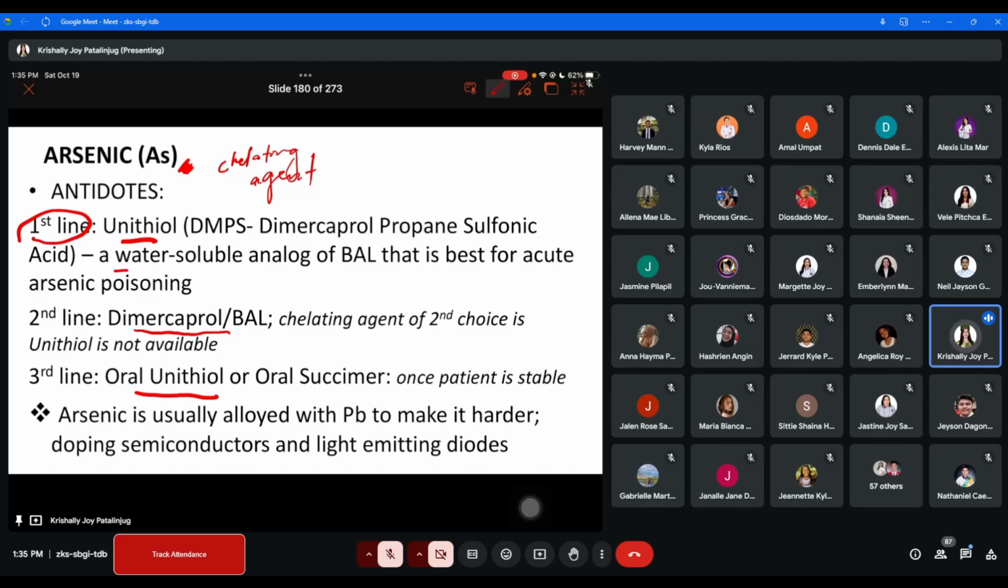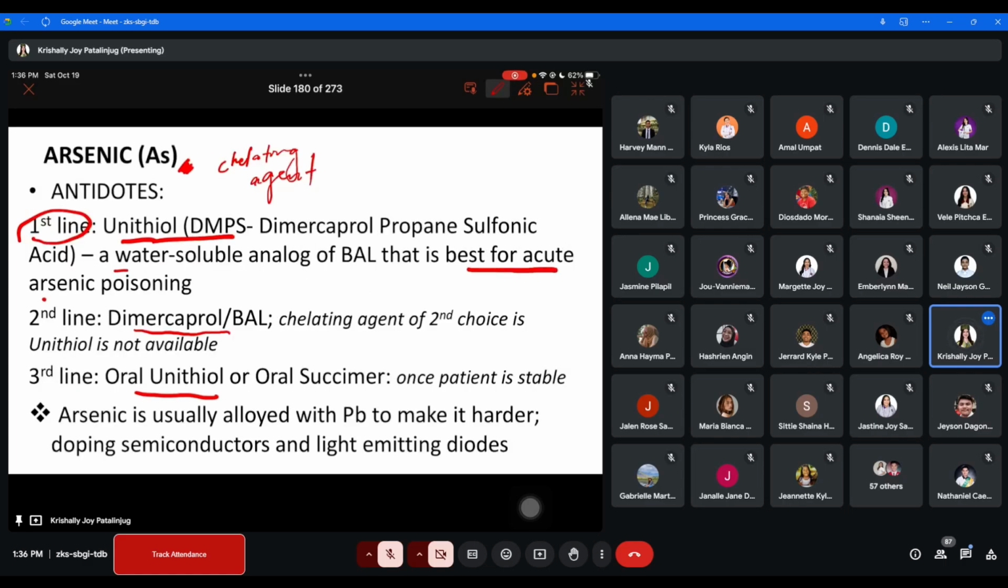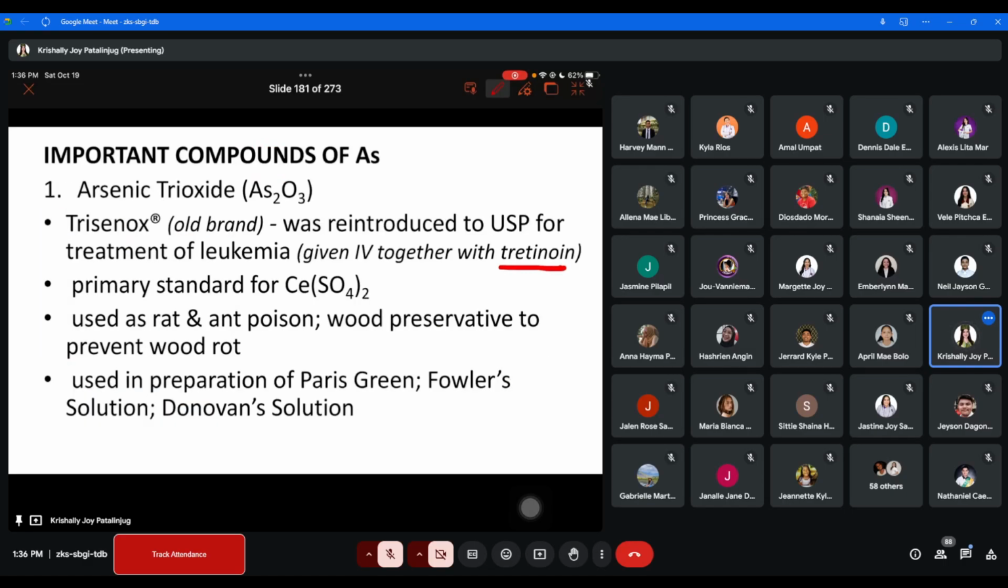The water-soluble analog of BAL is the DMPS or unithiol. The first line is best for acute poisoning. If not available naman yung unithiol, yung second choice would be the BAL, British anti-Lewisite, yung dimercaprol. Third line, once the patient is already stable, then you give oral form of that chelating agent, oral unithiol or oral succimer.